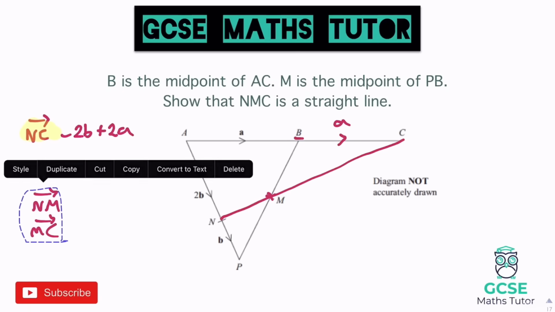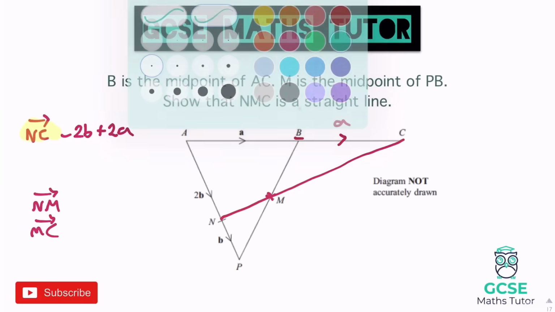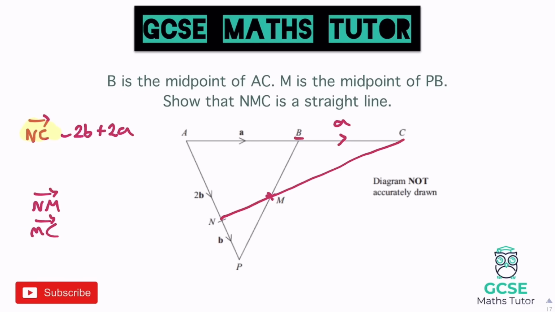So I'm going to move this out of the way, and I'm just going to see what that factorises to. Now I can factorise it by 2, and I would get 2 lots of minus b plus a. And obviously we could write that in a slightly different way. I could swap the letters around if I want. I could write 2 lots of a minus b.